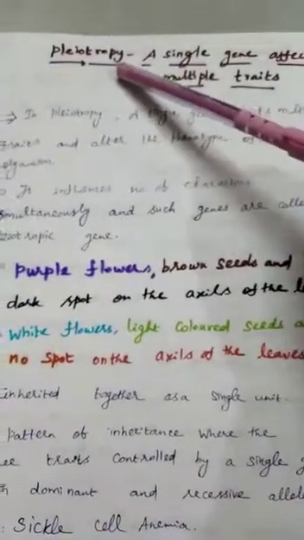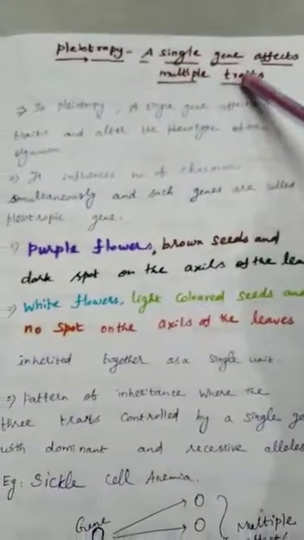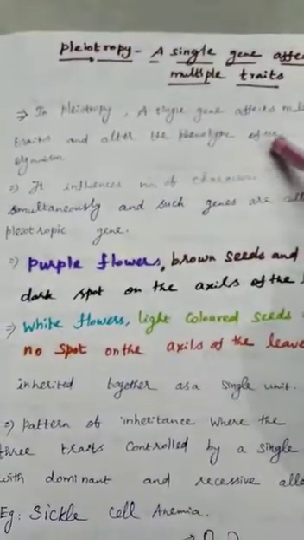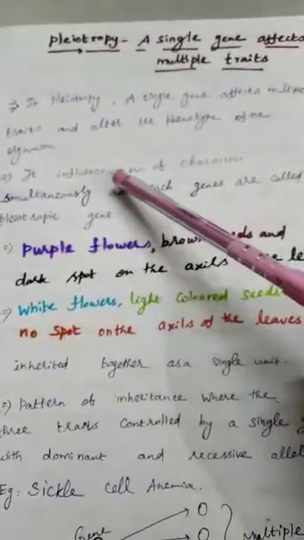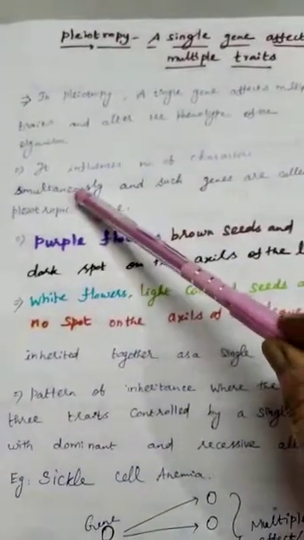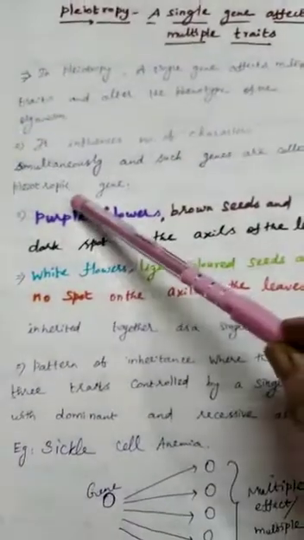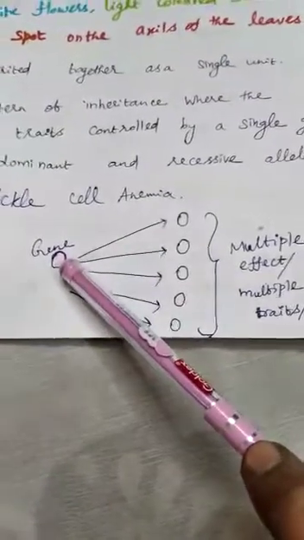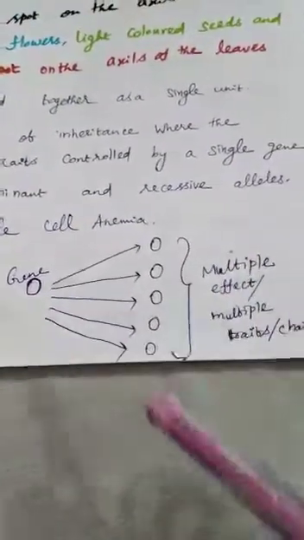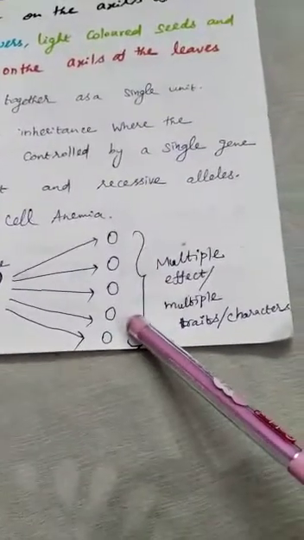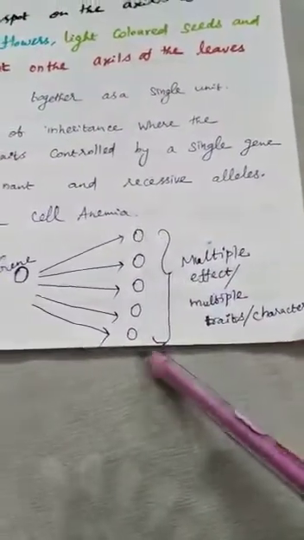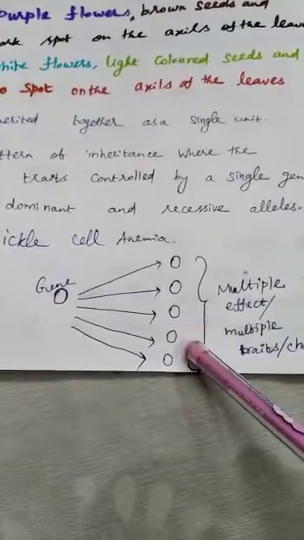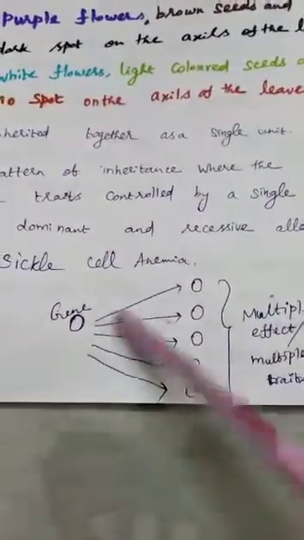Next one is pleiotropy. A single gene affects multiple traits. In pleiotropy, a single gene affects multiple traits and alters the phenotype of the organism. It influences a number of characters simultaneously, and such genes are called pleiotropic genes. So, one gene affects more than one character. That gene is known as a pleiotropic gene.